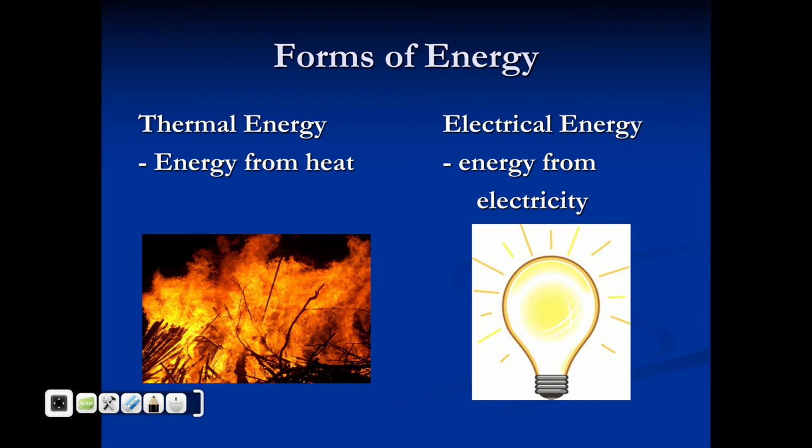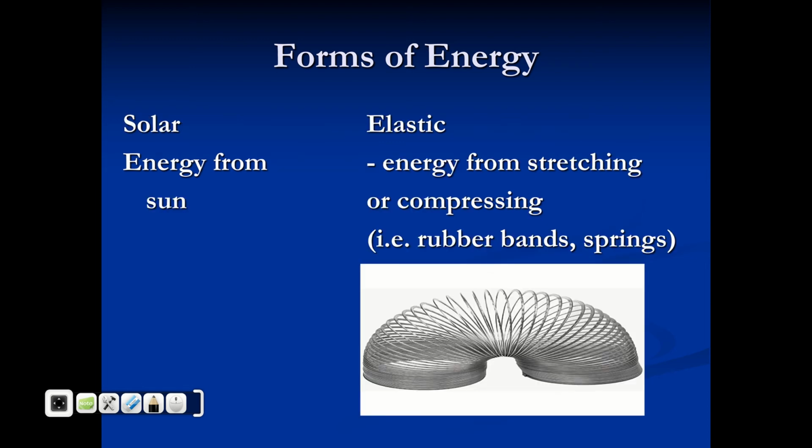Thermal energy. Thermal energy is energy from heat, so fire, sun, etc. Electrical energy, energy from electricity. I mean, some of them are pretty obvious. You can't really get around the definition with the word. We have to almost use the word in the definition, okay? So that's the energy of the electrons moving in a current.